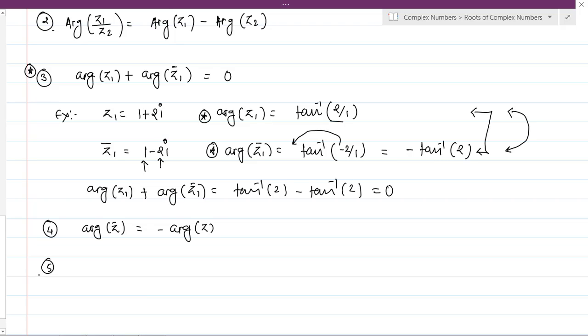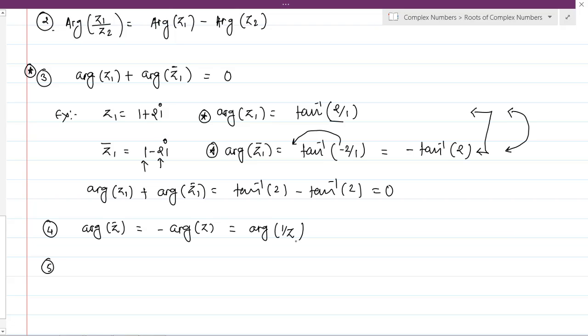What is the fifth property? If argument of z is 0, okay, so this argument of minus z can be written as argument of 1 by z. Argument of 1 by z. Okay, so argument of z complex is nothing but argument of 1 by z. We can easily write.